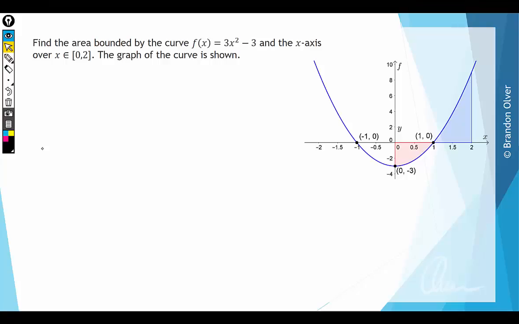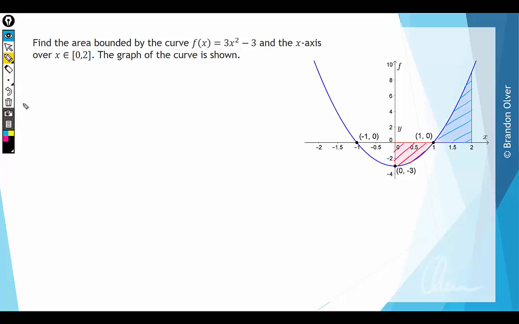Find the area bound by the curve f of x equals 3x squared minus 3 and the x-axis over the interval 0 to 2. And the graph is shown for us. So as you can see, we've got area that's above the x-axis, which occurs from x equals 1 to x equals 2. And we've also got area that's below the x-axis, and that occurs between x is 0 and x is 1. So we need to take that into account when we're setting up our integrals to find the area.